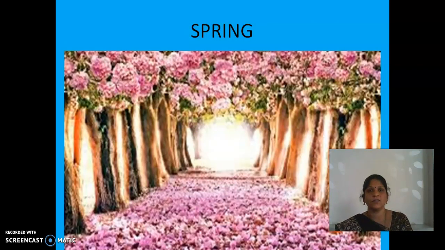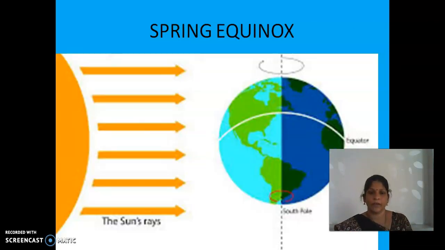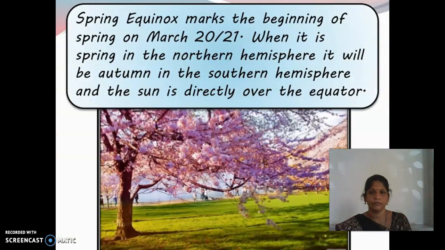Now you listen to the spring equinox. Okay. How does the spring equinox occur? Listen, the sunlight falls directly on the equatorial area. Spring equinox marks the beginning of spring on March 20 or 21. When it is spring in the northern hemisphere, it will be autumn in the southern hemisphere, and the sun is directly over the equator. Okay, do you understand?